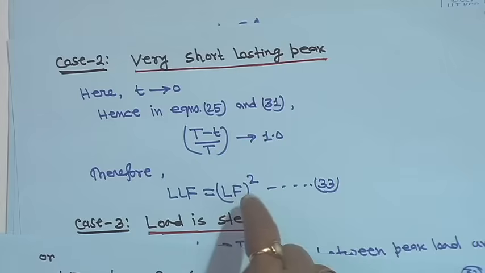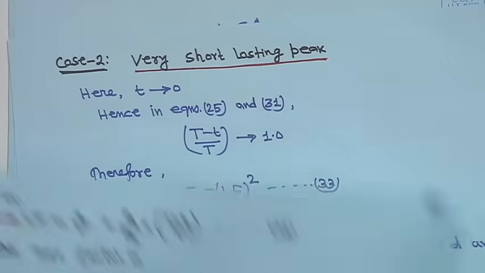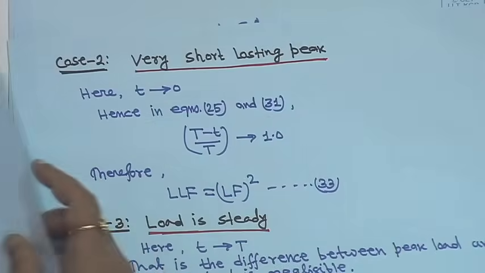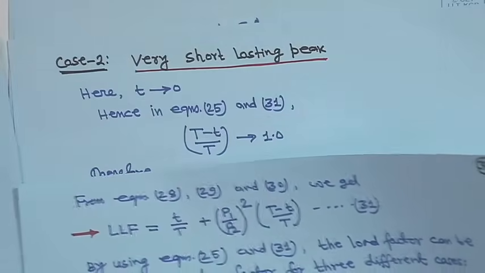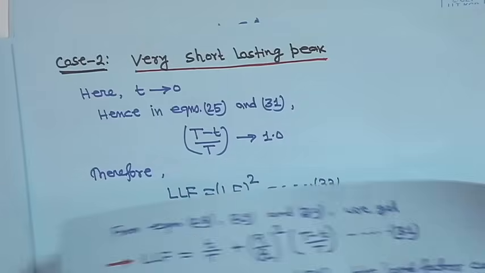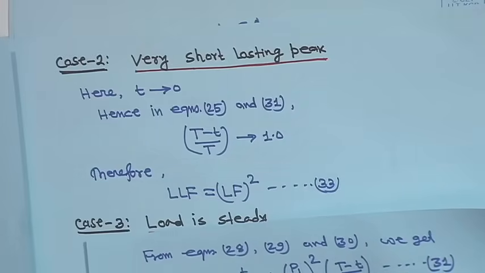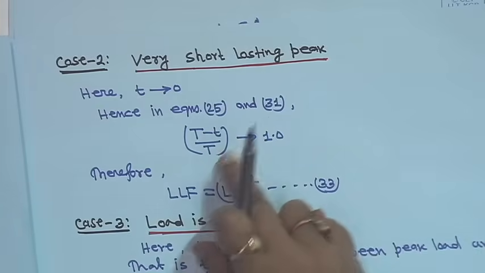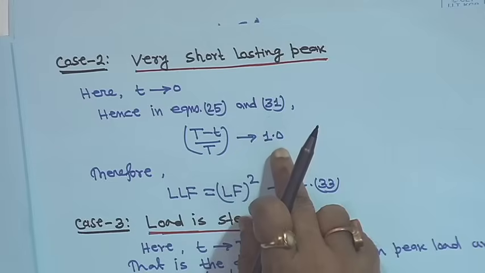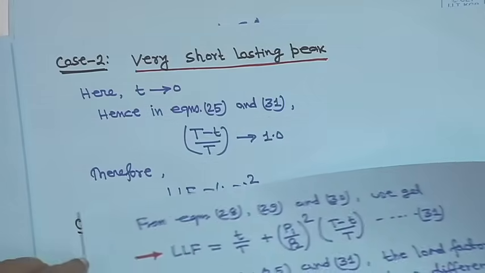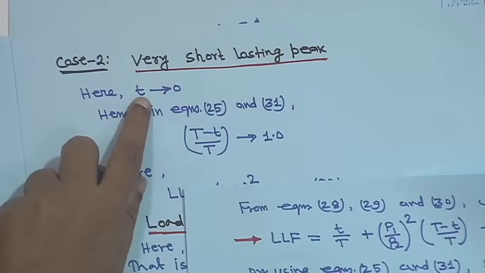Therefore, we can make the loss factor from equation 25 and 31. Come to equation 31, this one. When small t tends to 0, capital T minus small t upon capital T tends to 1, and LLF is equal to, here small t tends to 0.